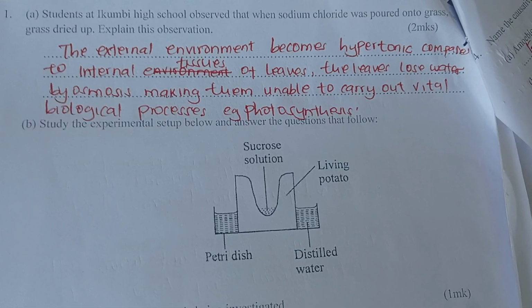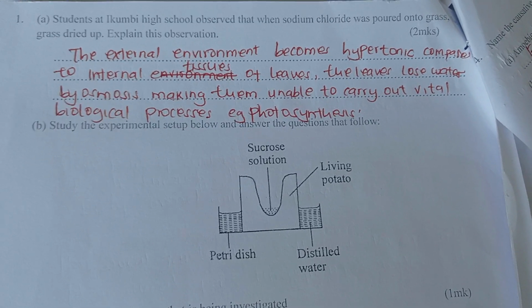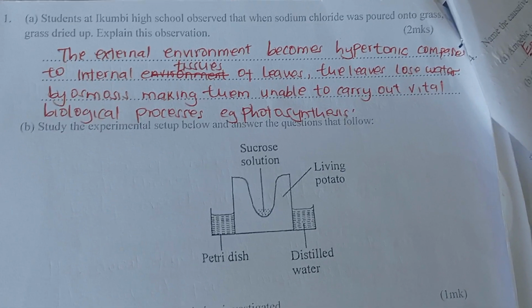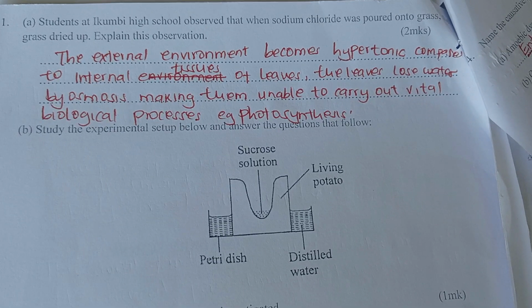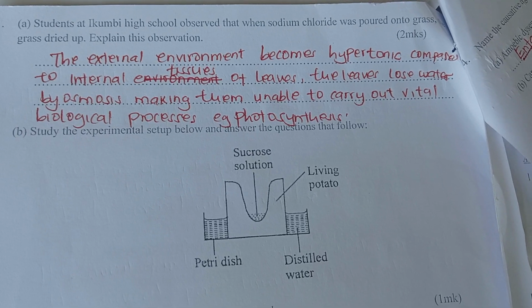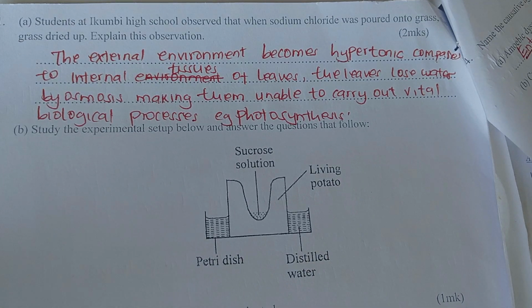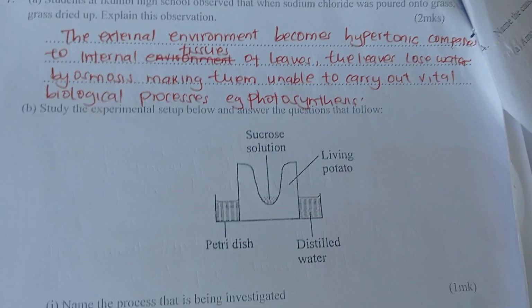So the first question is, students at Ikumbi High School observed that when sodium chloride was poured onto grass, it dried up. Explain the observation. That's because the external environment becomes hypertonic to the internal tissues of the leaves. So therefore the leaves will lose water by osmosis, making them unable to carry out vital biological processes.